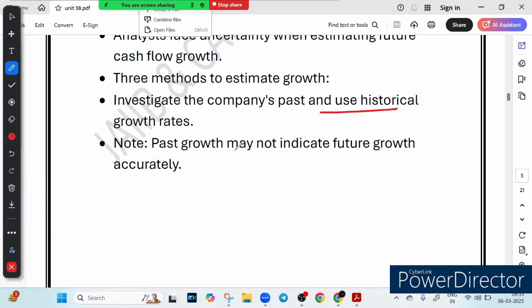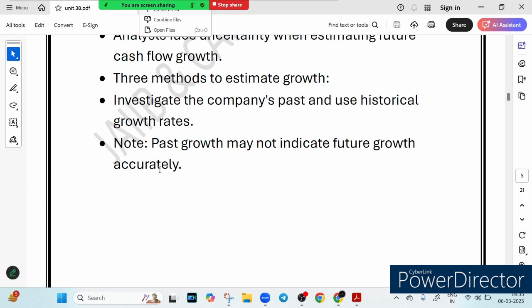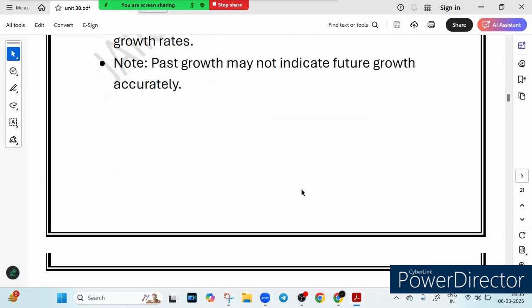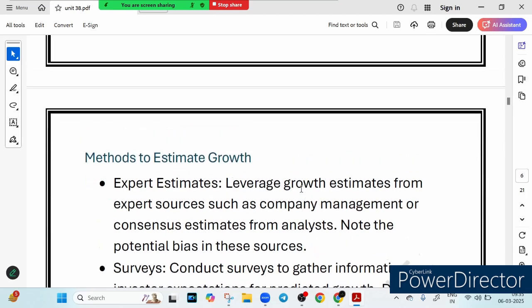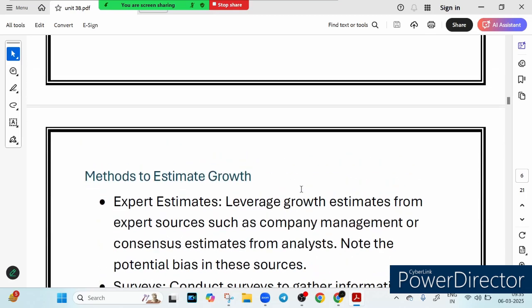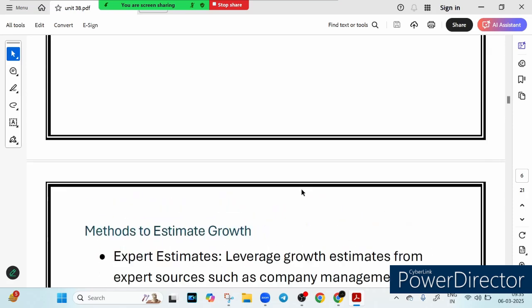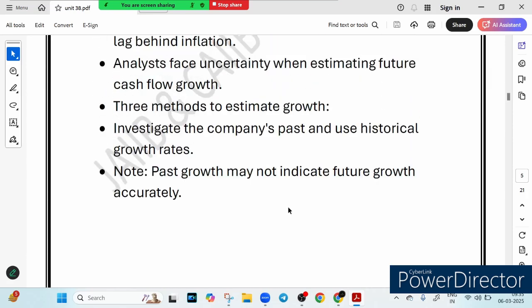So historical I have told you, right? And the second method, let me show you here it is: industry and economic trend. We check whether the industry is expanding, stable or declining. We look at this factor, for example, a tech company in AI, artificial intelligence, might grow much faster than a brick and mortar retailer.